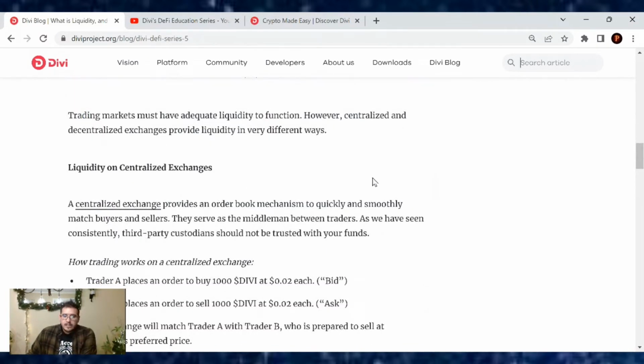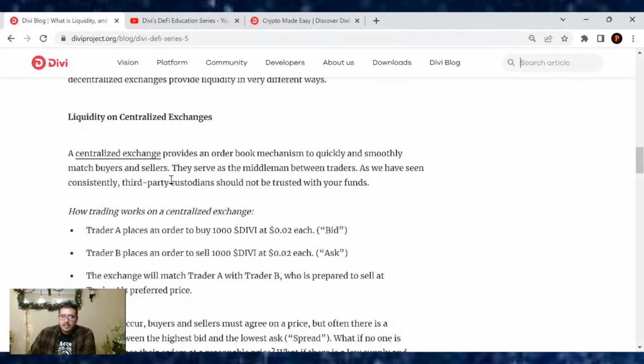Now, trading markets must have adequate liquidity to function. However, centralized and decentralized exchanges provide liquidity in very different ways. Liquidity on centralized exchanges: a centralized exchange provides an order book mechanism to quickly and smoothly match buyers and sellers. They serve as the middleman between traders. As we have seen consistently, third-party custodians should not be trusted with your funds.